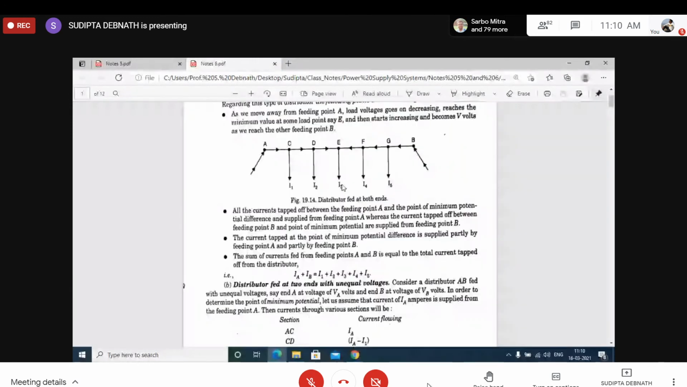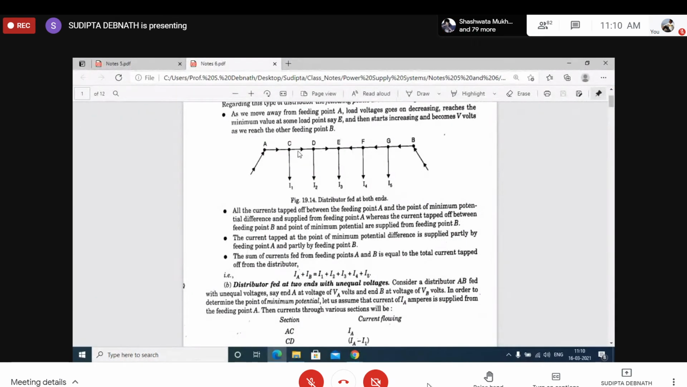So I3 is actually supplied by the currents in DE and DF. It is supplied, both the currents are entering here. So if the current here is say X, and here the current is Y, what will be I3? I3 will be X plus Y. This is clear.